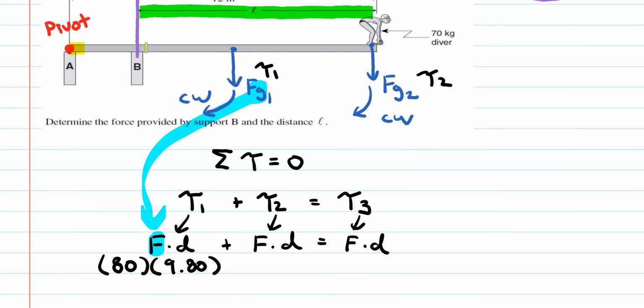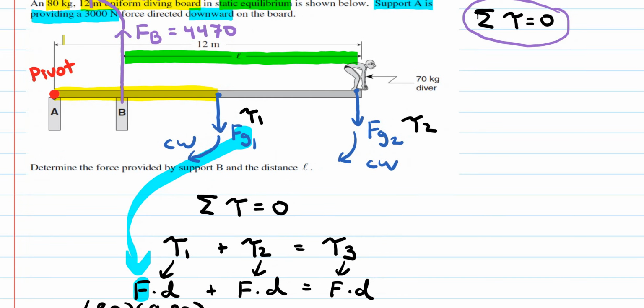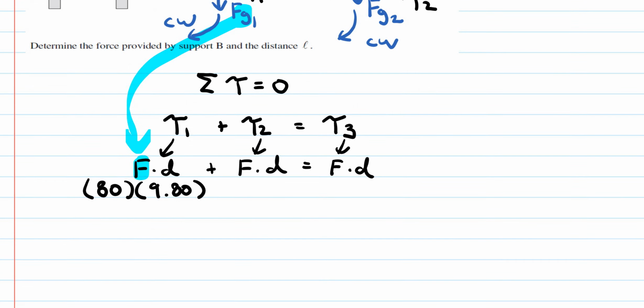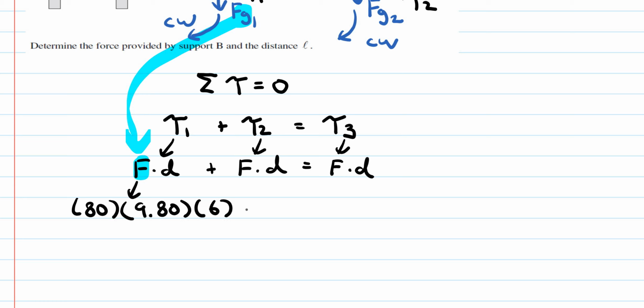So if I look at this distance right here, the diving board has its center of gravity at the middle. So if the entire length is 12 meters, then half of that is going to be 6 meters. Okay, so I'll put 6 meters right here for the diving board. Actually, let me just give a little more space here. So 80 kilograms for the diving board, and it is 6 meters away from the pivot.